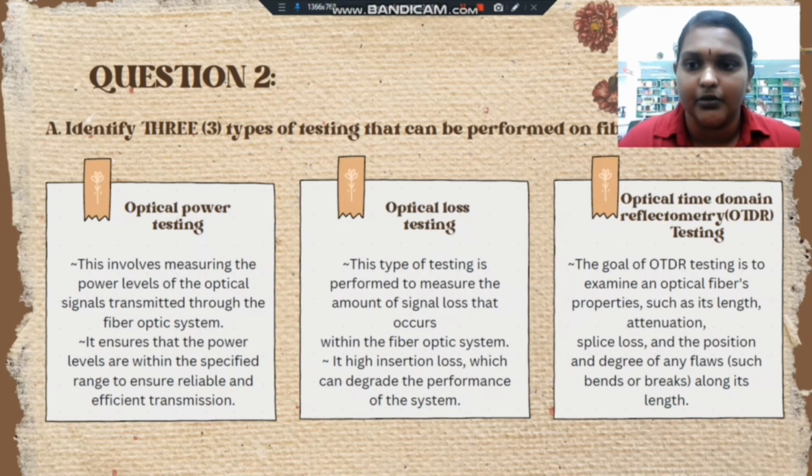And the last is optical time domain reflectometry, OTDR testing. The goal of OTDR testing is to examine an optical fiber's properties such as length, attenuation, splice loss, and the position and degree of any faults, such as bends and breaks along its length.